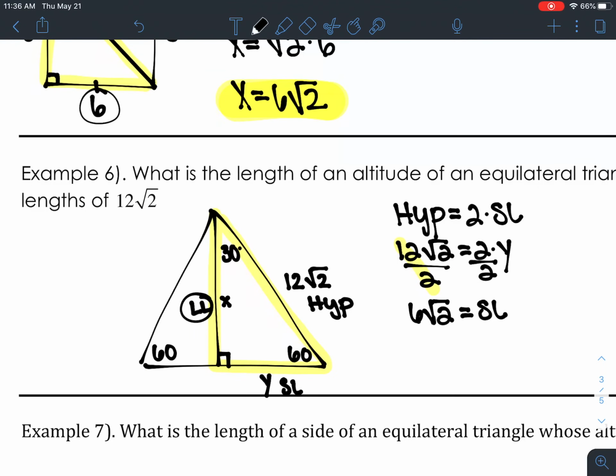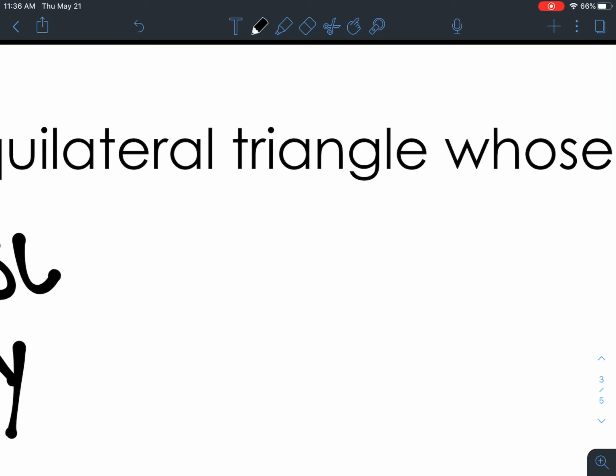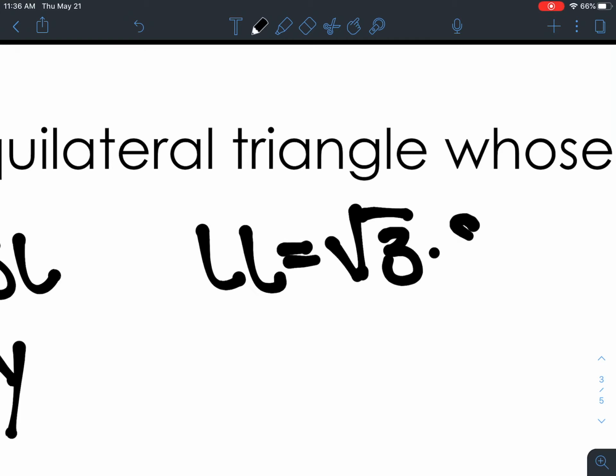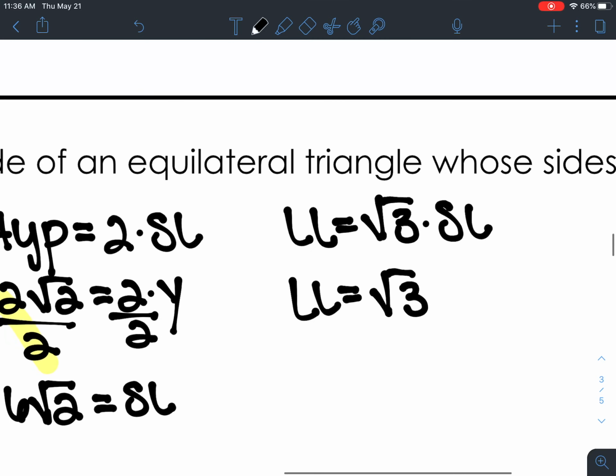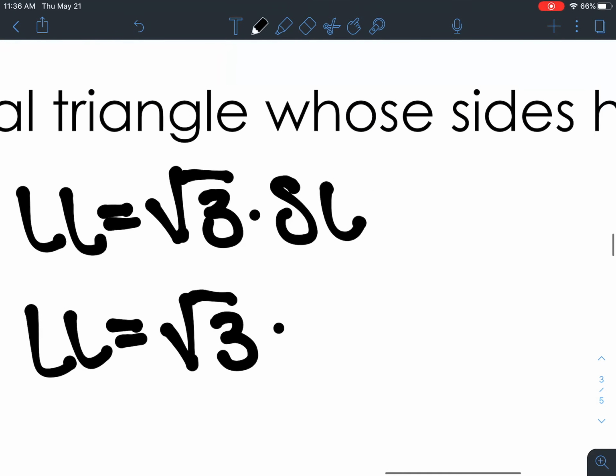But remember what we're trying to find is the length of the altitude, and that is going to be our long leg. So then our long leg is equal to the square root of 3 times the short leg, okay? Long leg is what I'm trying to find, is equal to the square root of 3 times our short leg, which we just found to be 6 root 2.